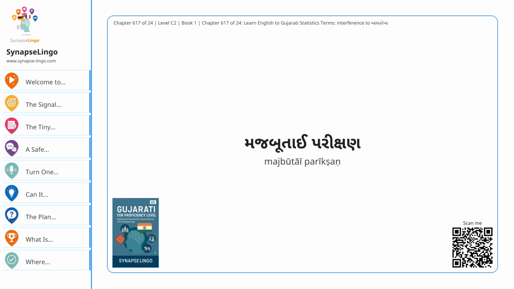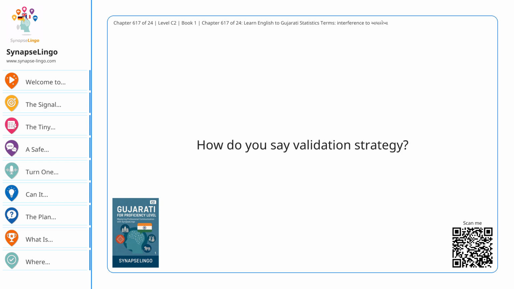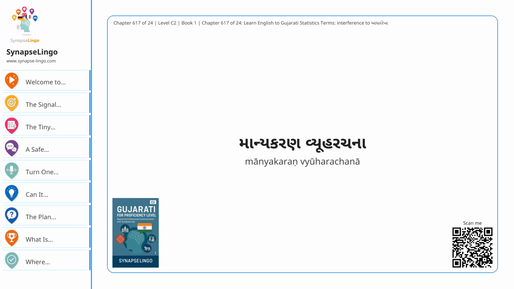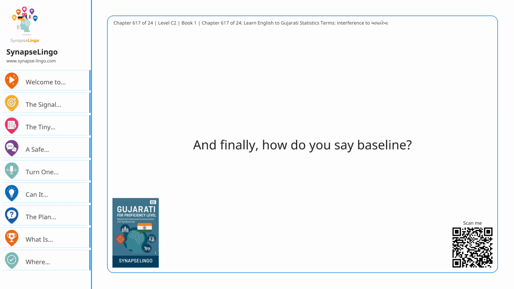मजबूताई परीक्षण. How do you say validation strategy? मान्यकरण व्यूहरचना. How do you say ground truth? आधारभूत सत्य. And finally, how do you say baseline? आधार रेखा. Goodbye, brilliant researcher.